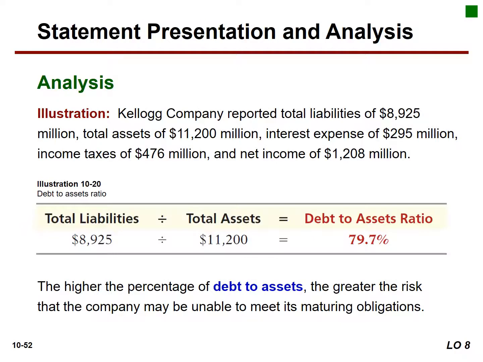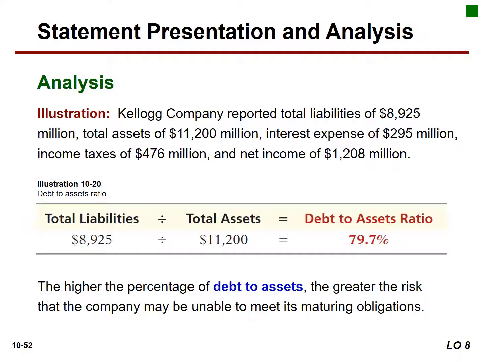Okay, the debt to assets ratio is total liabilities divided by total assets. Basically, this ratio tells us what percent of our assets are financed by our creditors. In this case, in Kellogg Company, 79.7% are financed by our creditors. What that also means is that 20.3% of our assets are financed by our stockholders through stockholders' equity. So the higher this percentage is, the greater risk the company is putting itself under.